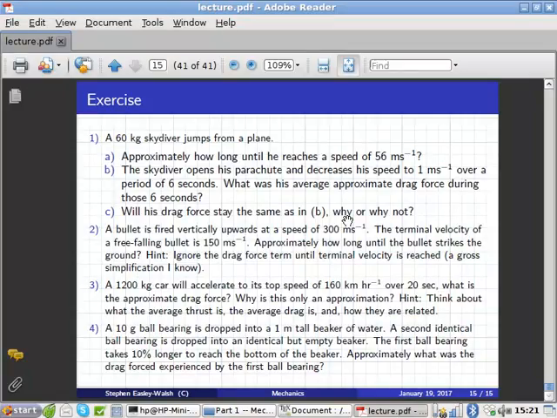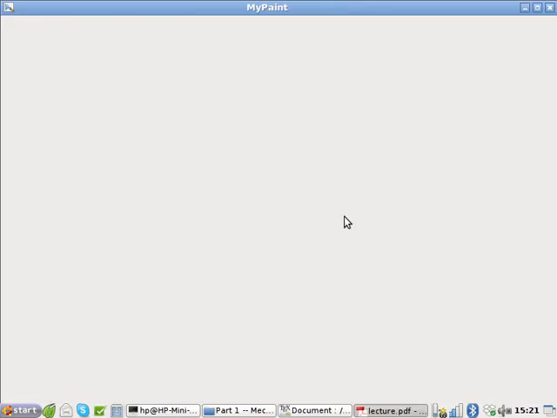Reached 56 meters per second. So, this one I hope you got. U is 0, V is 56, if you take down as positive. A is 9.81, and T is what I want. So let's just pop that down.